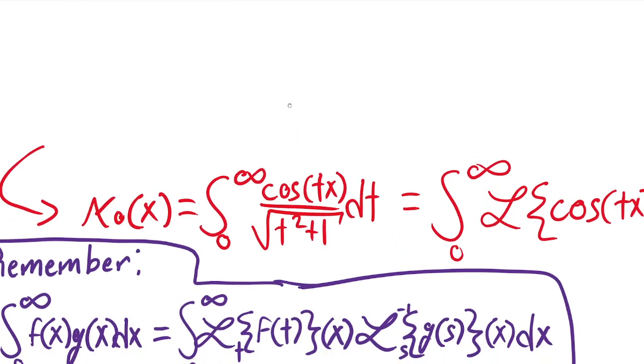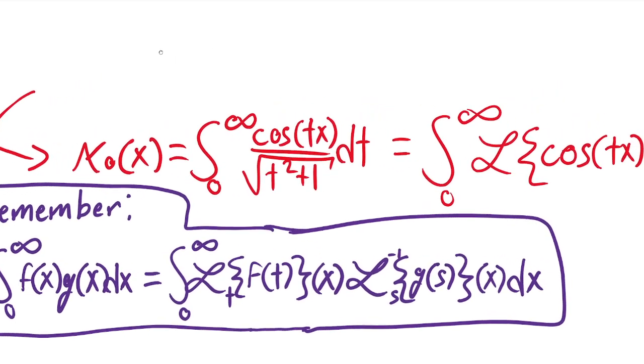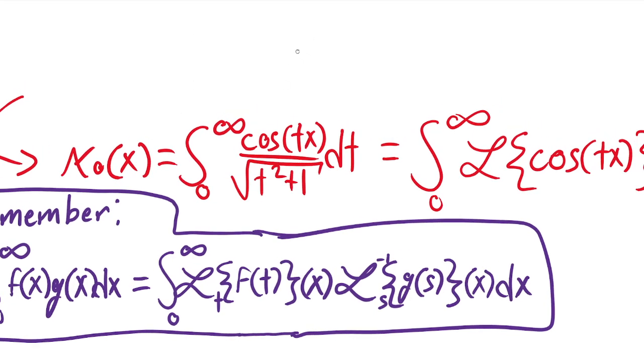Right now, we're going to use a theorem that Glasser came up with, where the integral from 0 to infinity of f times g is equal to the integral from 0 to infinity of the Laplace transform of f times the inverse Laplace transform of g. So we're going to apply that to the definition of the modified Bessel function of the second kind, and this would look like this.